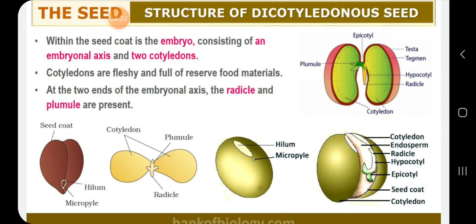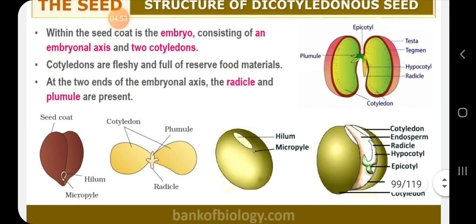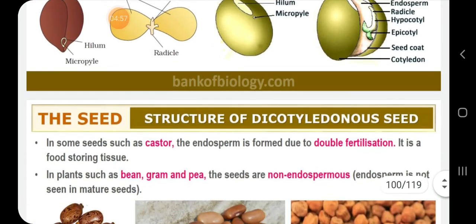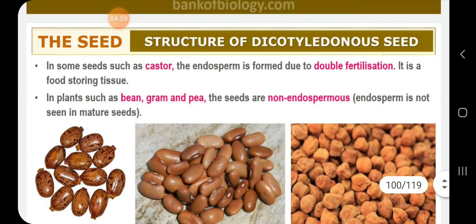Within the seed coat is the embryo, which consists of an embryonal axis and the two cotyledons. The cotyledons are fleshy and full of reserve food material, and at the two ends of the embryonal axis, one will be the radicle and one will be the plumule. Now, the dicotyledonous seed.